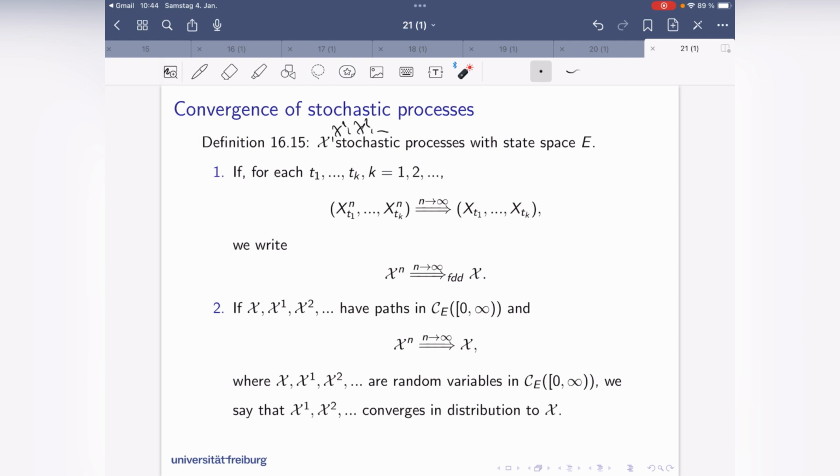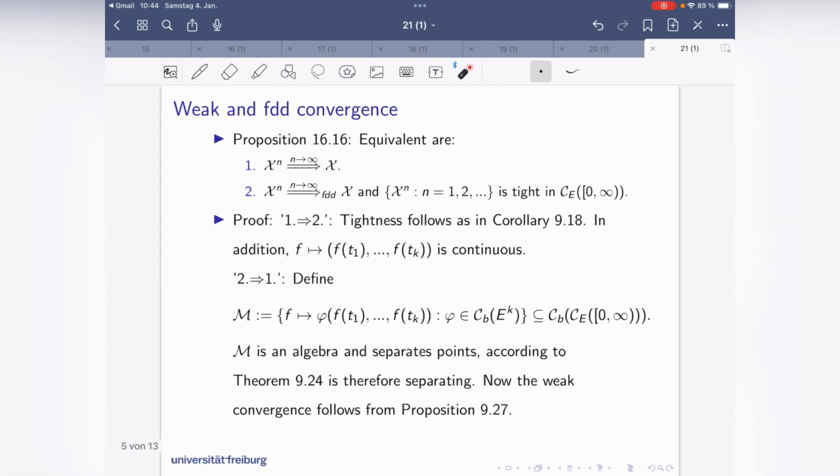On the other hand, if Xn has paths in C and X also has paths in C, and if this here holds, as with our usual convergence in distribution, then we say that the stochastic processes really converge, and not only their finite dimensional distributions. And as I just said, that must be simpler using bounded continuous functions of continuous functions. Here is a result. The following are equivalent: convergence of stochastic processes, and convergence of finite dimensional distributions plus tightness.